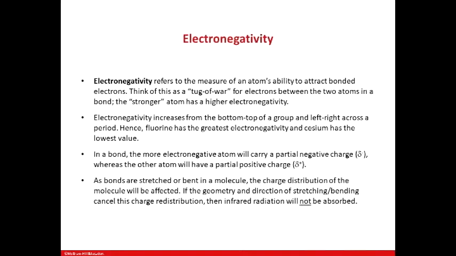As bonds are stretched and bent in a molecule, the charge distribution of the molecule will be affected. If the geometry and direction of the stretching bond cancels the charge, then infrared radiation will not be absorbed. In other words, if the atom has different elements around it, it tends to absorb infrared when it is in the form of one of the shapes that we've taught you about. That's a summary way of thinking of that.